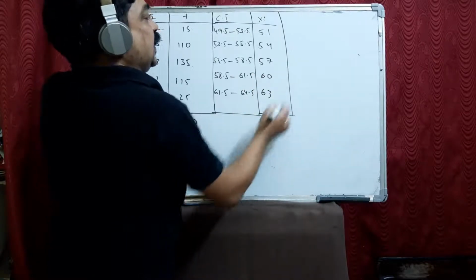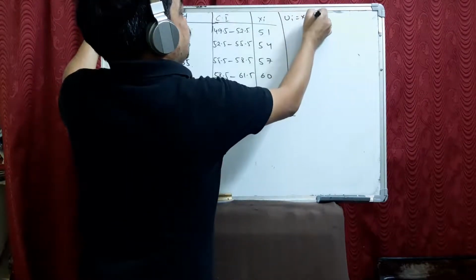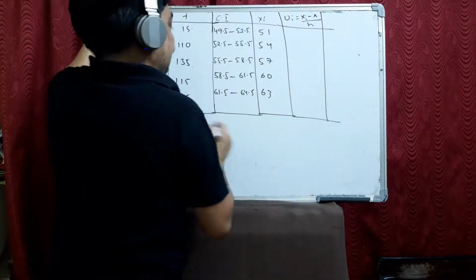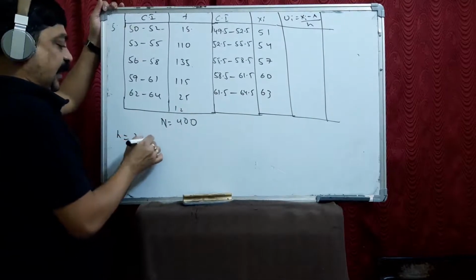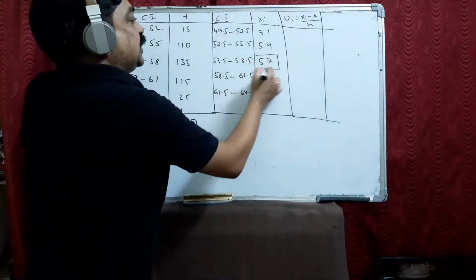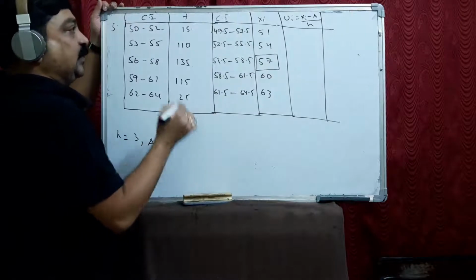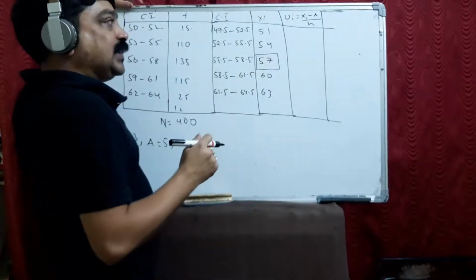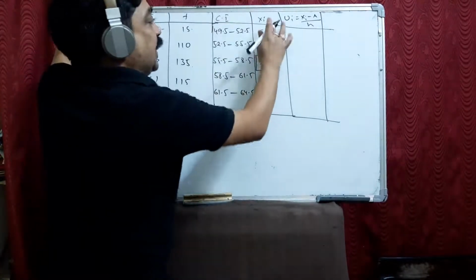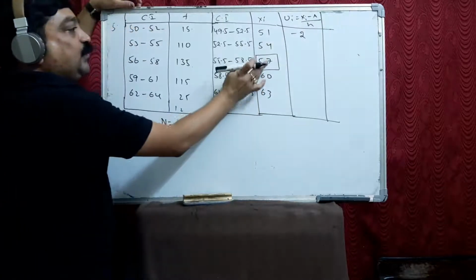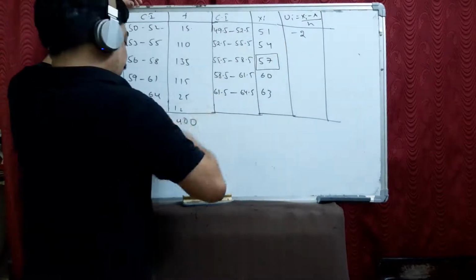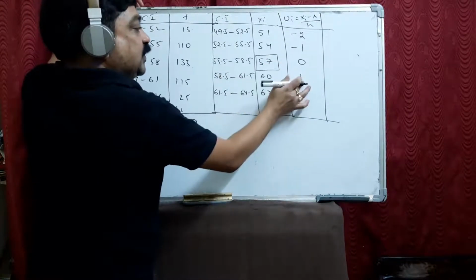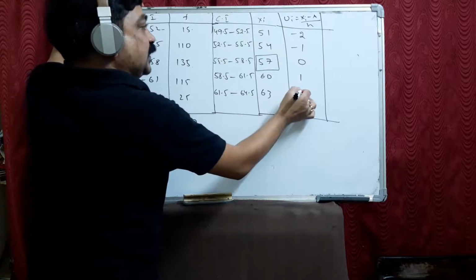So this is xi. Now let us find ui, which is (xi minus A) by h. What is h here? h is 3. And we take capital A, the assumed mean, as the middle value of xi, which is 57. So ui: 51 minus 57 is minus 6, by 3, minus 2. 54 minus 57 is minus 3, by 3, minus 1. Then 0, then 1 for 60 minus 57 is 3 by 3, and 63 minus 57 is 6 by 3, which is 2.